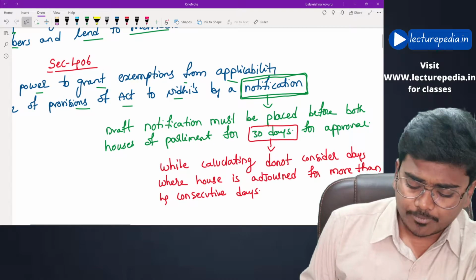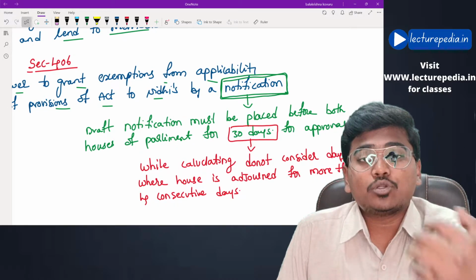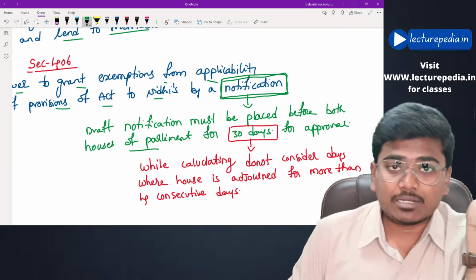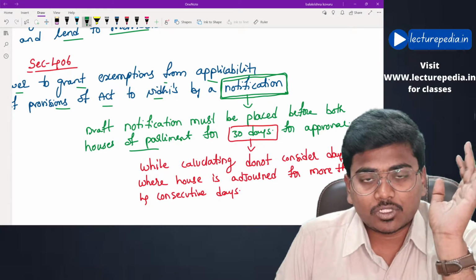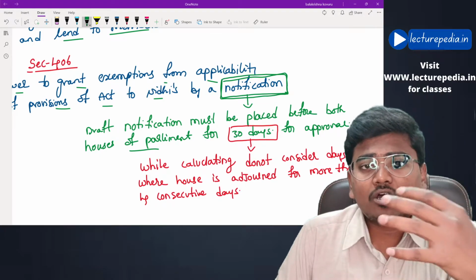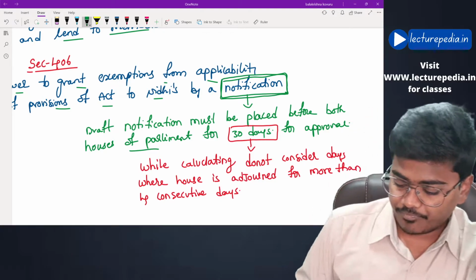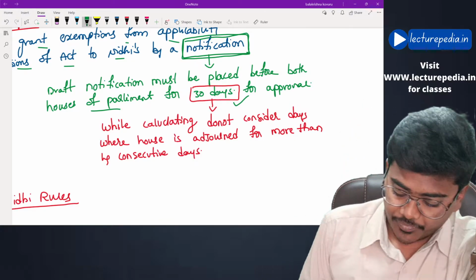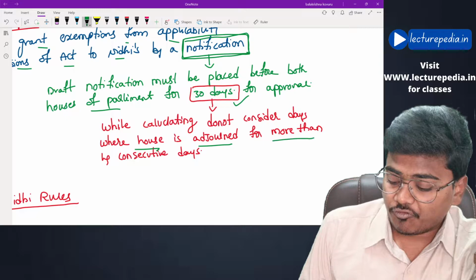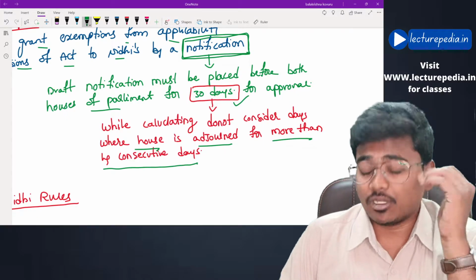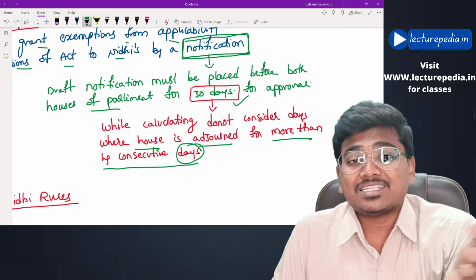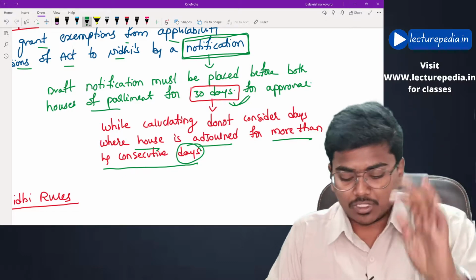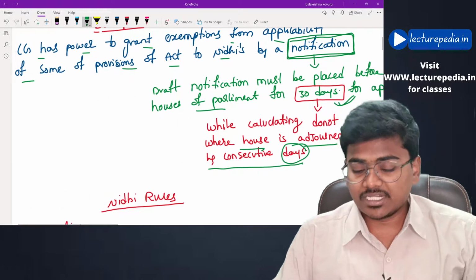Now, before publishing this notification, the draft notification must be placed before both Houses of Parliament for a period of 30 days, for taking approval or any suggestions on the notification. And while calculating this 30 days, if the House is adjourned for more than 4 consecutive days, such days must be excluded. Hope this is clear. This is the single section 406 relating to Nidhi companies.